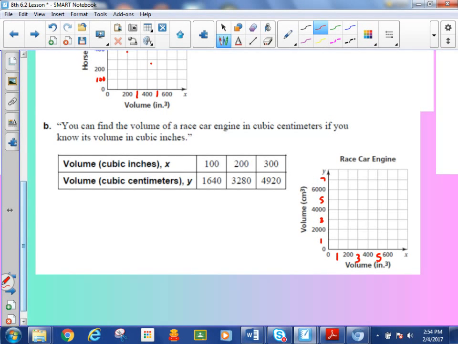Okay, so we're going to go over to 100. So here's our 100 and up to 1640. This is 1,000, so 1640 is about in the middle. Okay, so over to 200, up to 3,280. So 3,280 is maybe about a fourth of the way up there. And then over to 300, up to 4,920, so just a little under 5,000. Okay, so there we do have a line. So in this scenario, I would say that this would be a true statement.